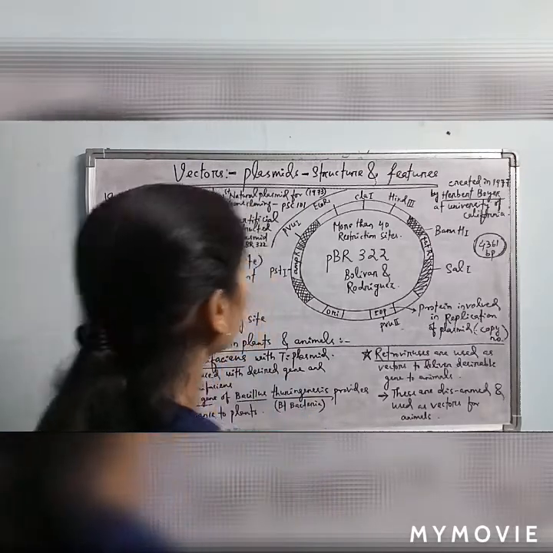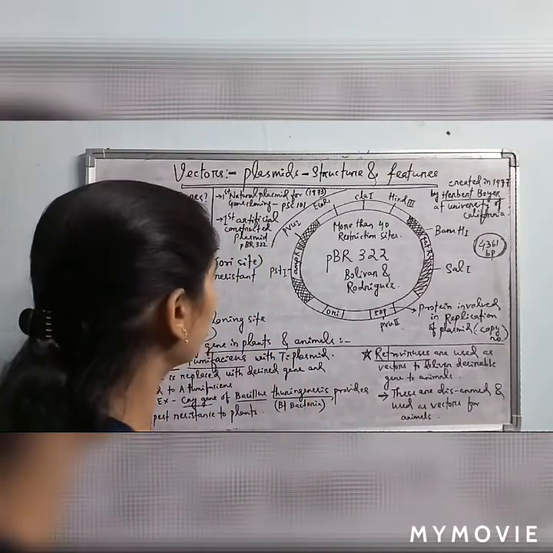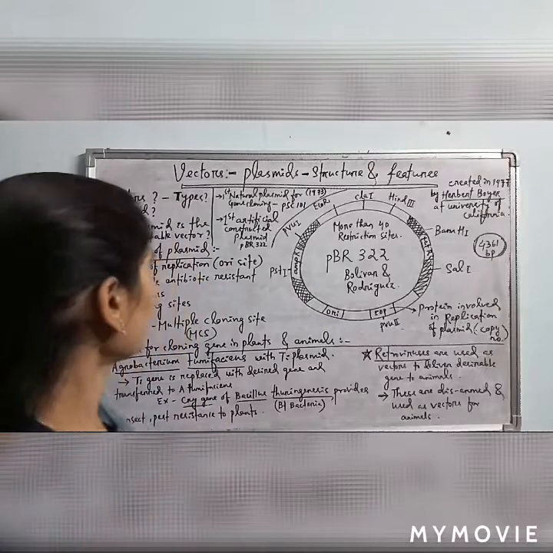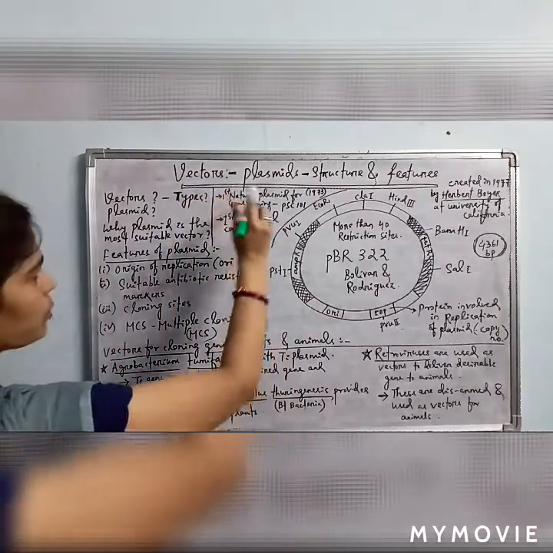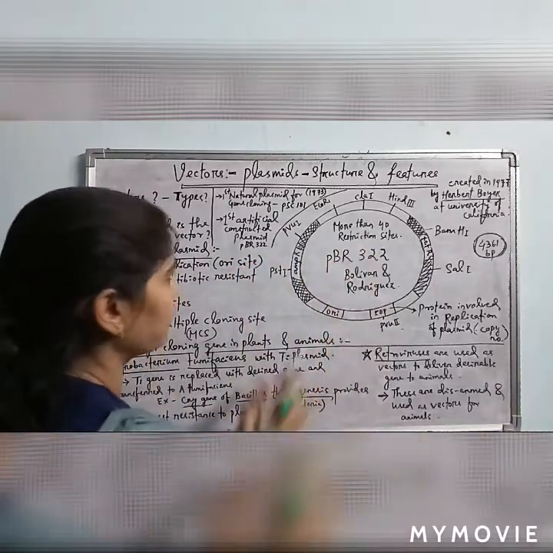So this is all about the different types of vectors used for gene cloning, and especially we have discussed the naturally first used plasmid and the first artificially constructed plasmid. I have given the examples.